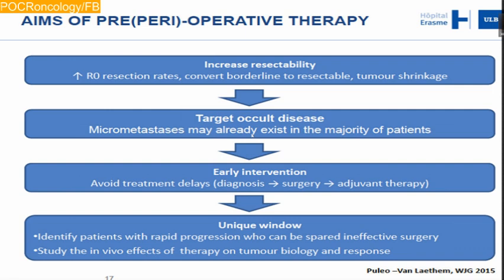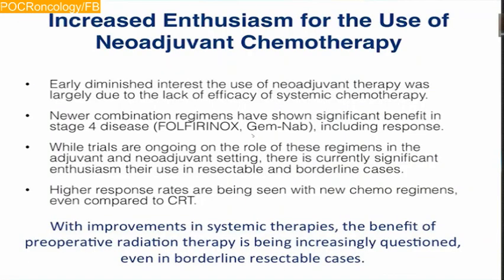And then there is targeting occult metastatic disease and early intervention, because we know only 30 to 40% of patients eventually finish the adjuvant treatment. Not all of them make it to adjuvant treatment because of the postoperative complications as well as the morbidity. And then I think there is the unique window of really selecting the patients who would benefit from surgery and excluding the patients who would progress on neoadjuvant chemoradiation therapy.